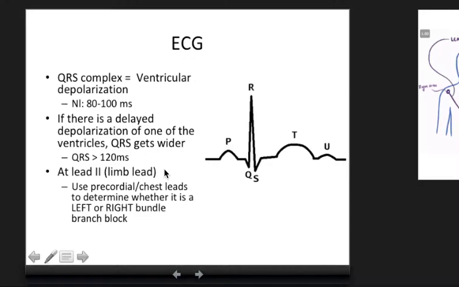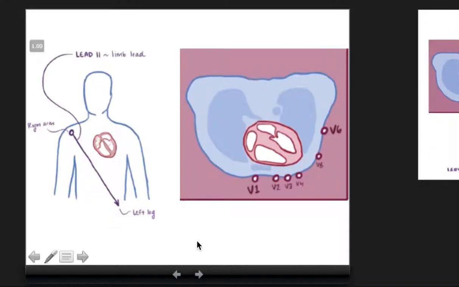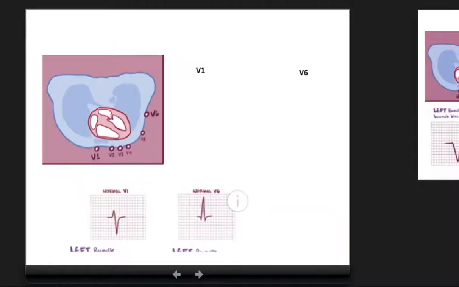And then in order to determine whether it's a right or left bundle branch block, you would use the precordial or chest leads. So in lead 2, you only get a frontal coronal view of the heart versus the chest leads, V1 through V6, which give you a more circumferential view of the heart. Because of the way the heart sits in the chest cavity, the left heart chambers are closer to V6 and the right heart chamber is more anterior, therefore it's closer to V1. So we're going to use V1 and V6 to determine whether it's a right bundle branch block or a left bundle branch block. So let's go over what would happen under normal conditions. So normally the septum is going to get depolarized first.